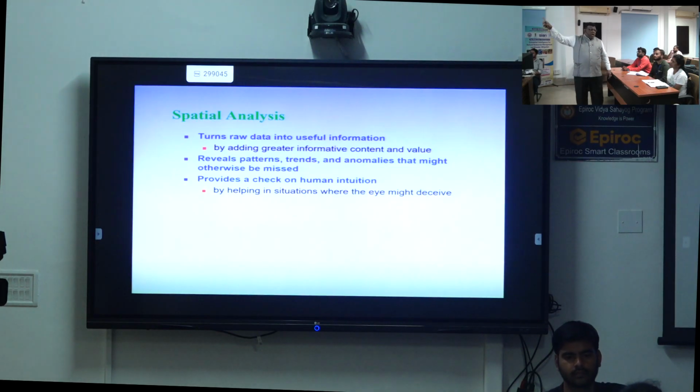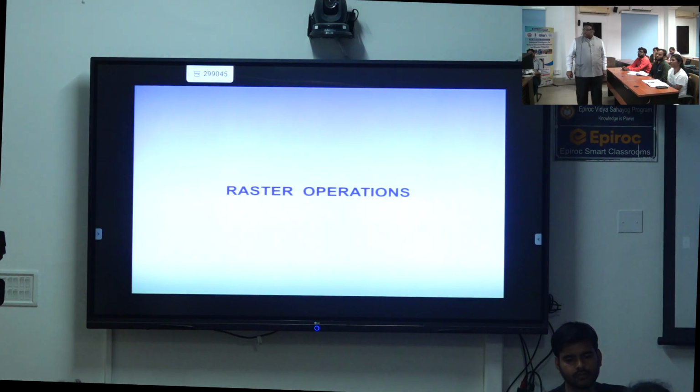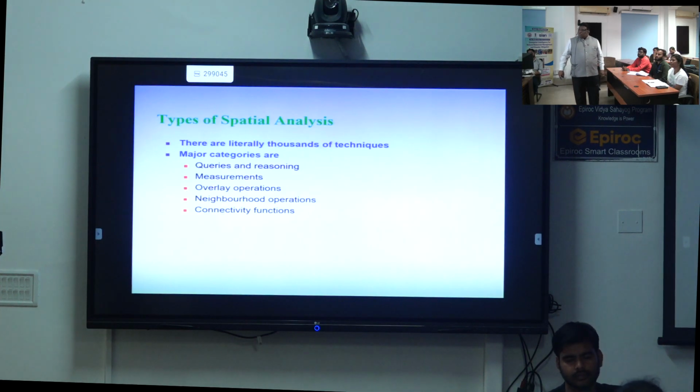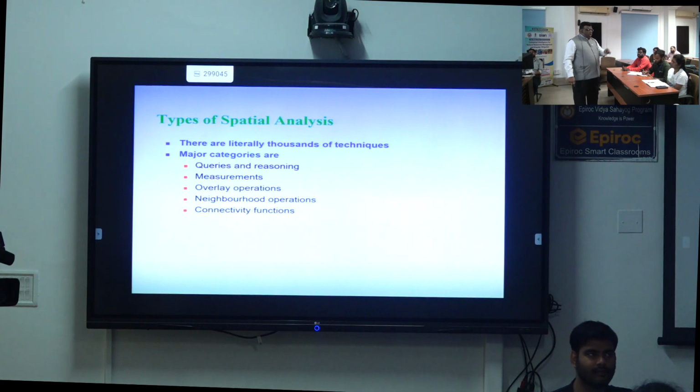Today we will discuss spatial analysis, which turns data into useful information. So what can we do with spatial analysis? We can query, that is, ask questions, and take measurements. We can do overlay, which I have shown in our previous case studies: one layer over another layer. In the Darjeeling landslides, I showed that 10 layers are overlaid.